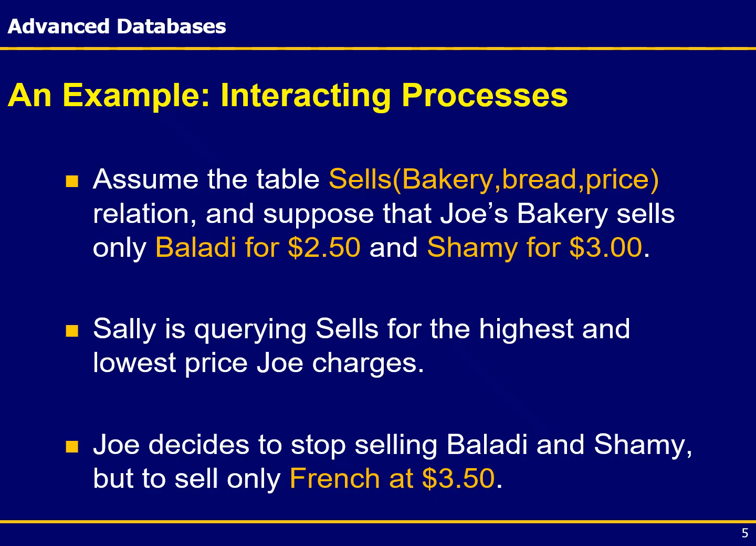Okay, let's assume there's this guy called Joe who is selling two types of bread, baladi for $2.50 and shami for $3. Now there is a user by the name of Sally, who is querying this table to know the highest and lowest type of bread in terms of price that Joe makes. Currently the table has two rows, baladi and shami.